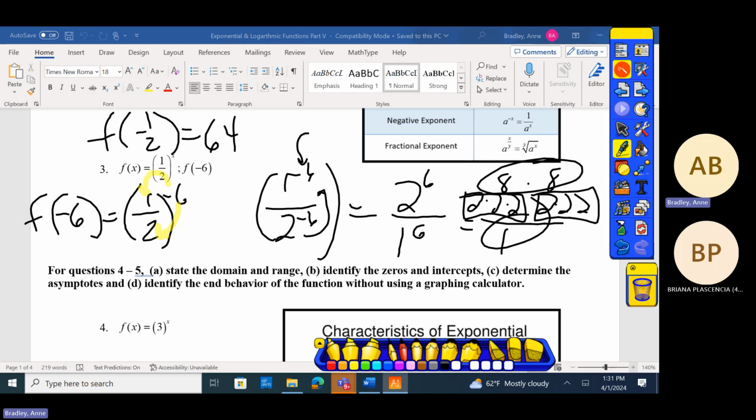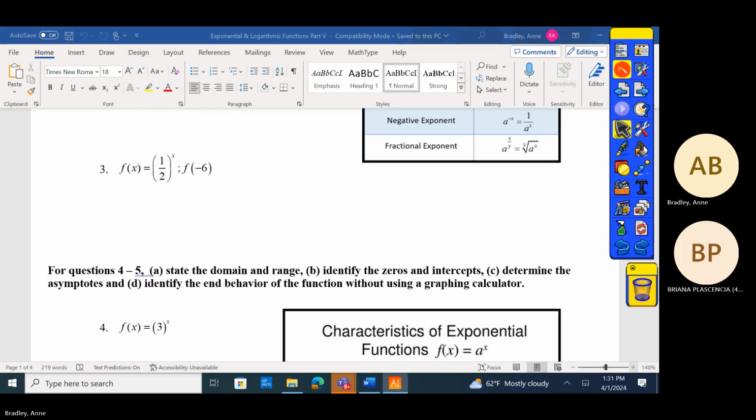Do you have any questions on 1 through 3? No. Okay, are you comfortable with those? Yes. Okay, do you want to try another one or move on to 4 and 5?